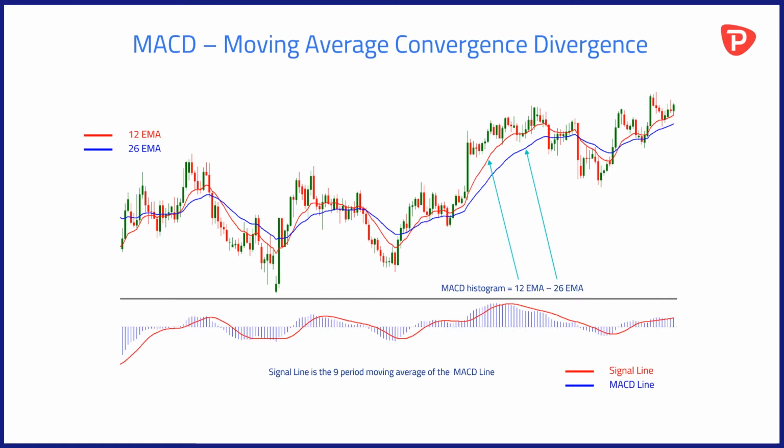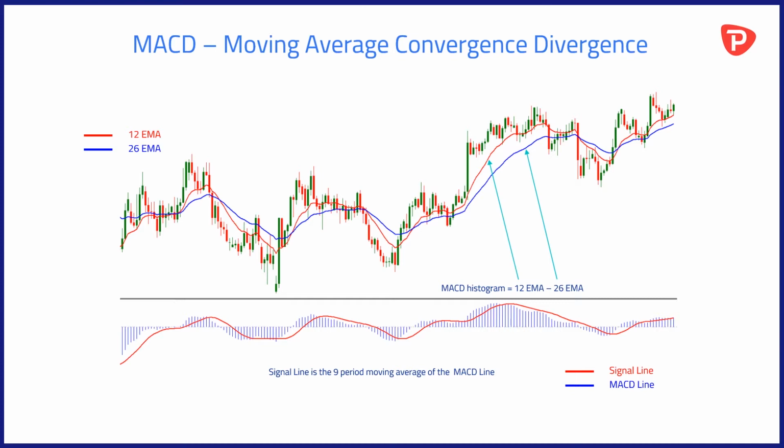The difference between the 26 and the 12 EMAs is represented on a histogram below the chart, and gives traders very important information about how the moving averages are reacting to price movements and each other. You can see in the example on the screen that the 12 and the 26 EMAs are on the chart like a normal moving average would appear, but in the window below the chart, the histogram in blue measures the distance between the two.